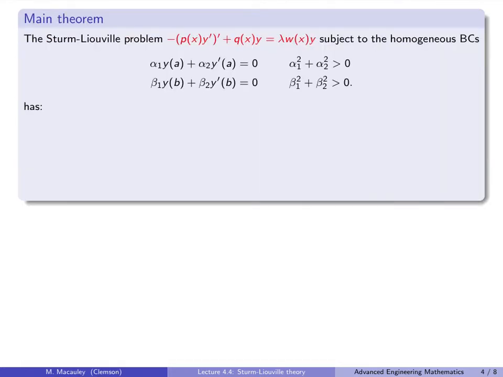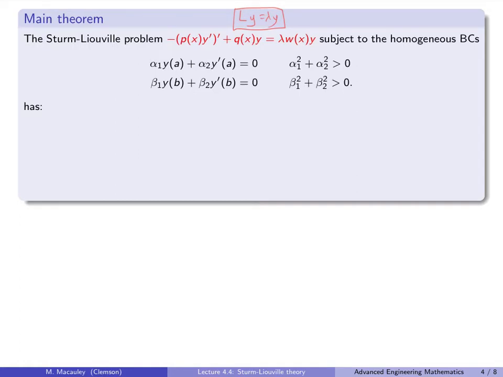Here's the main theorem of Sturm-Liouville theory, and I really can't understate how important this is. The Sturm-Liouville problem, I'm writing it like this: negative (p(x) y')' plus q(x) y equals lambda w(x) y. Now this is a little bit different than how I wrote it before. When I introduced it, I divided through by w(x), I put it on the left-hand side, and that was to show you that this problem is of the following form: L times y equals lambda y, where L was that weird linear operator.